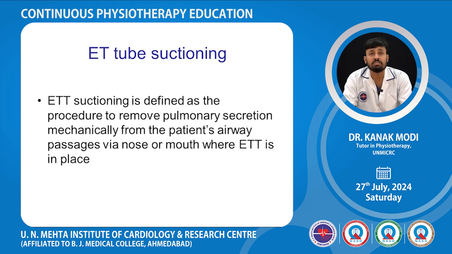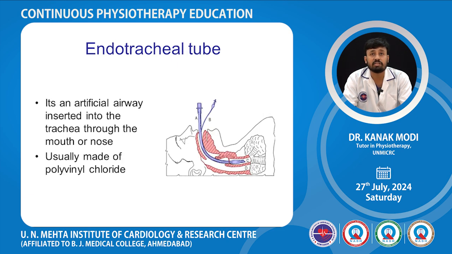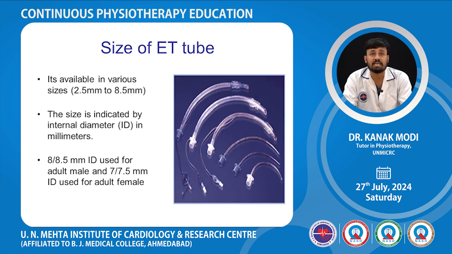ET tube suctioning. ET tube suction is defined as the procedure to remove pulmonary secretions mechanically from the patient's airway passage via nose or mouth where an endotracheal tube is in place. Endotracheal tube: it is an artificial airway inserted into the trachea through the mouth or nose, usually made up of polyvinyl chloride.